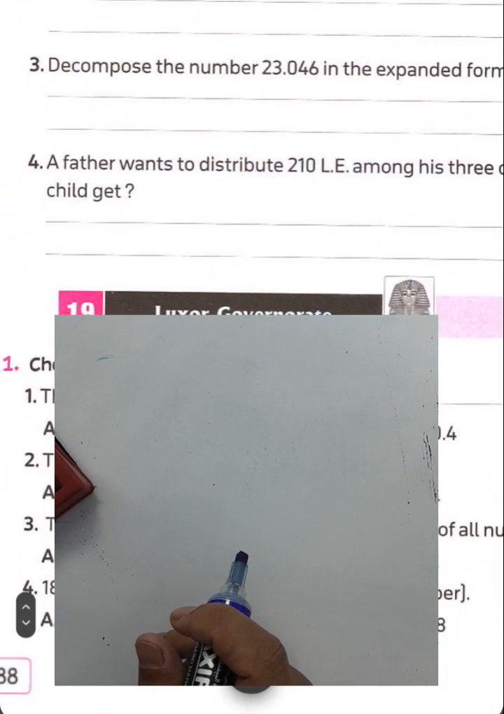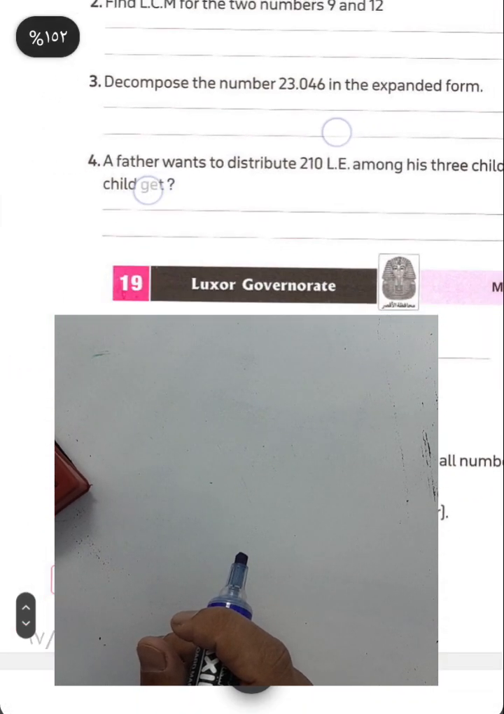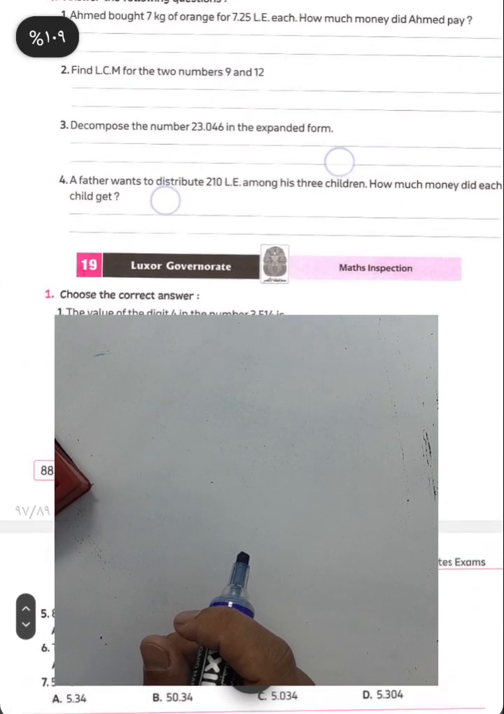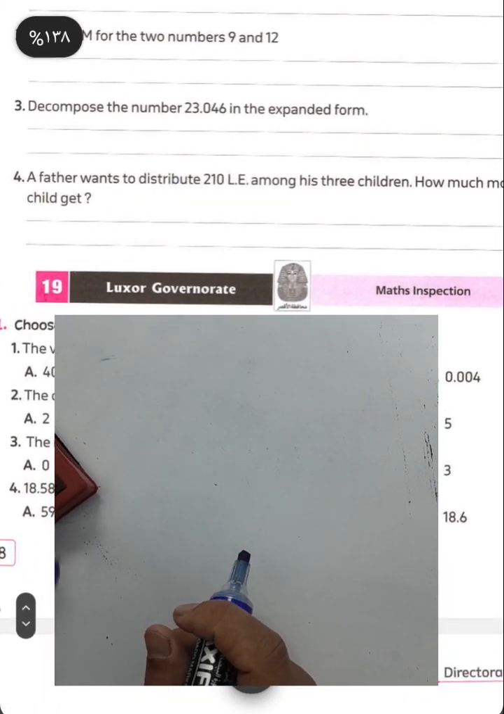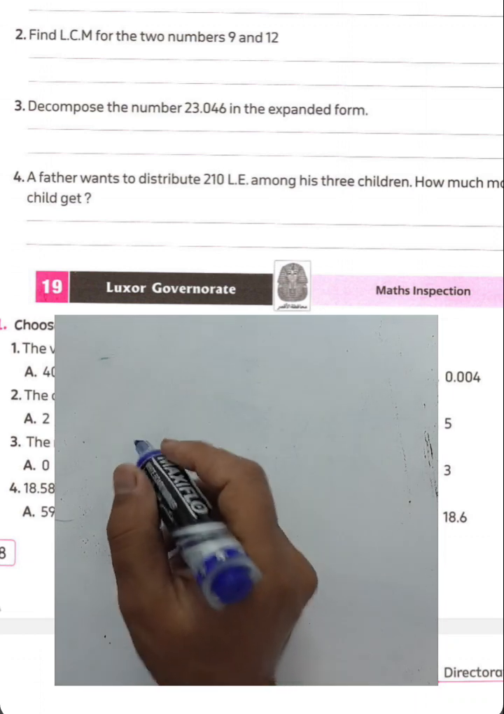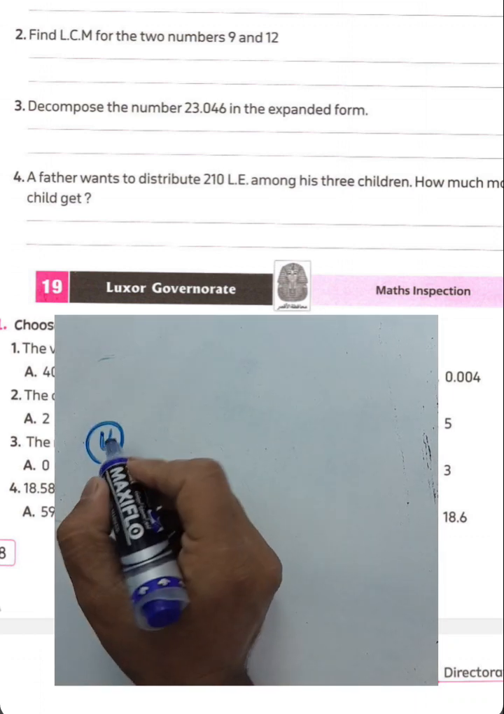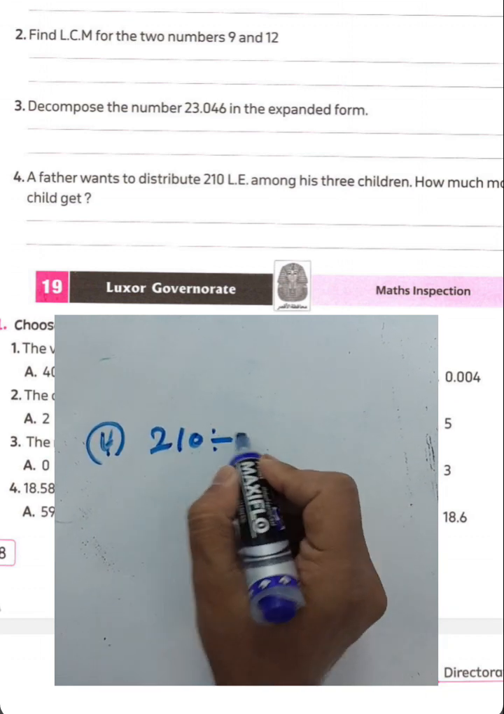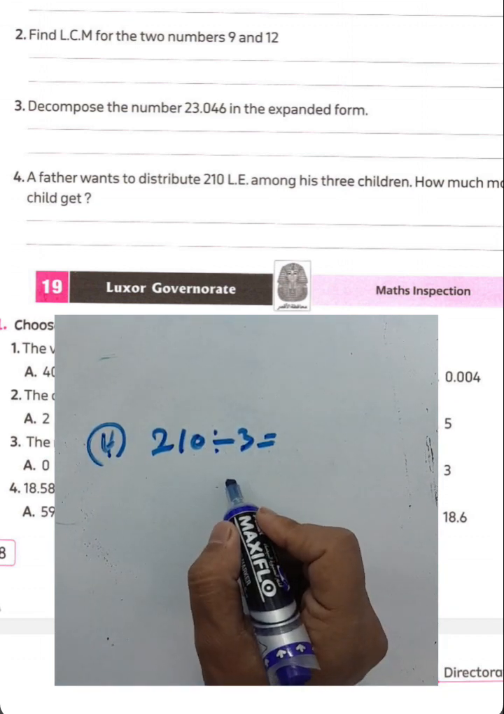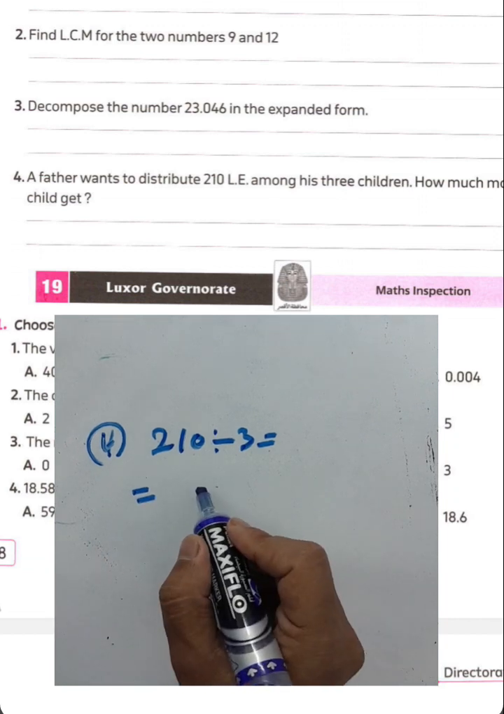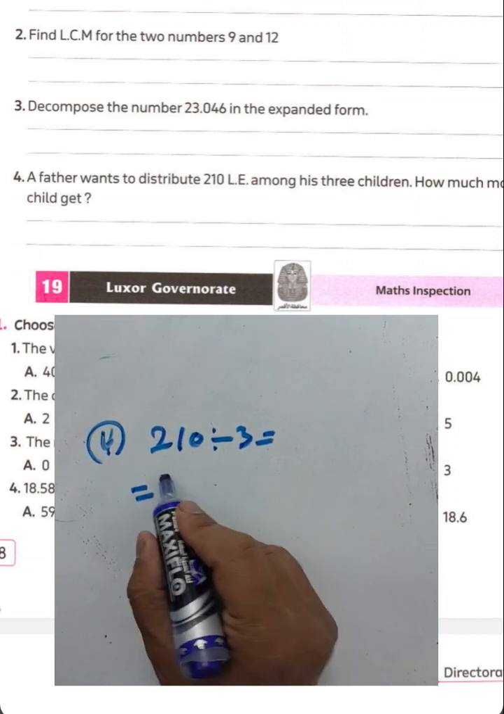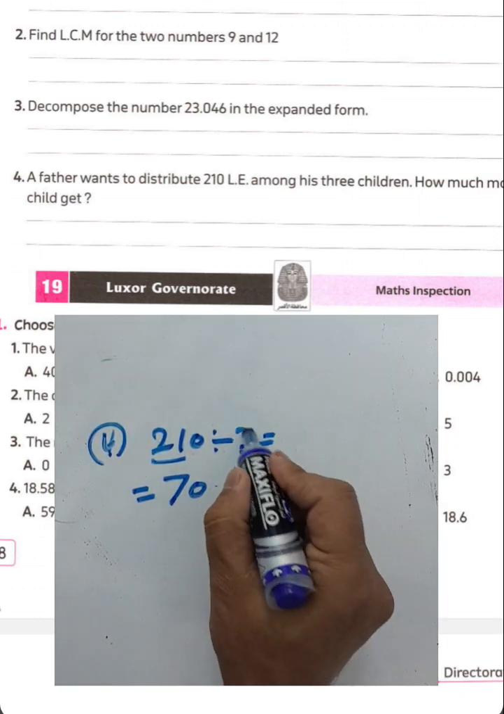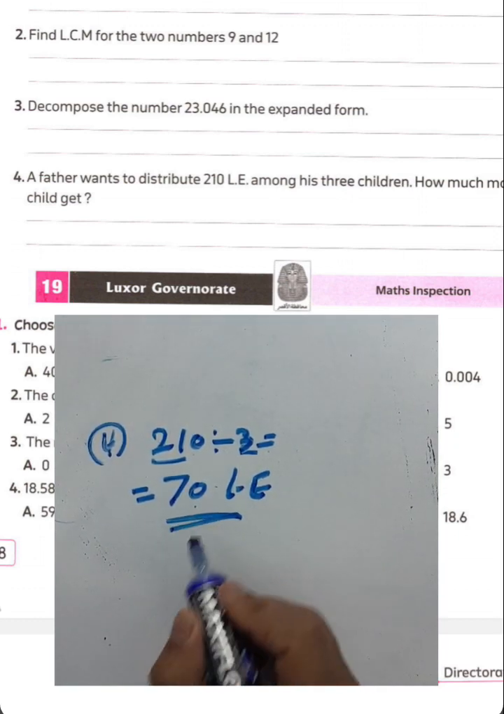Question number 4. A father wants to distribute 210 Egyptian pounds among his three children. How much did each child get, by using division between the two numbers 210 and 3? Then the result will be what? 210 divided by 3, we have three children. Then each one will get 70 Egyptian pounds, because 21 divided by 3 equals 7, and 0 divided by 3 equals 0, the result will be 70 Egyptian pounds.